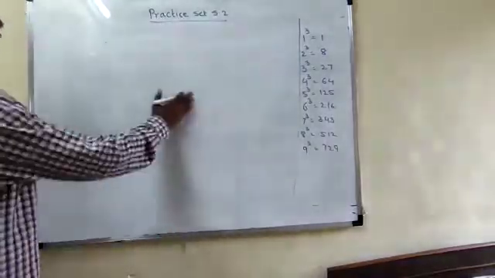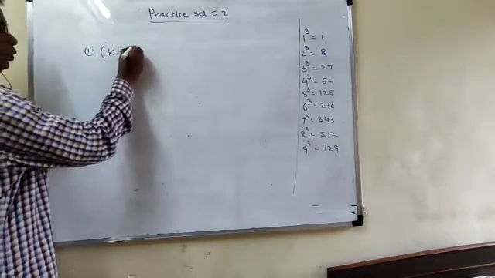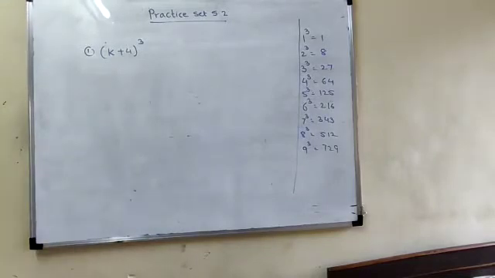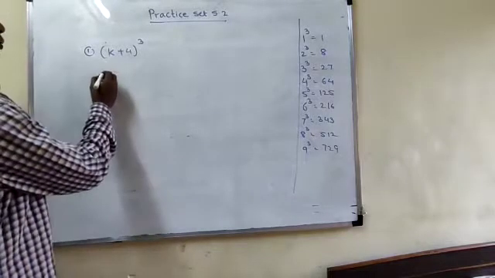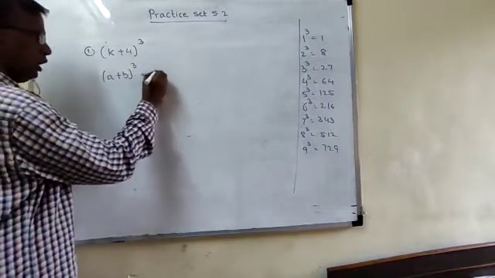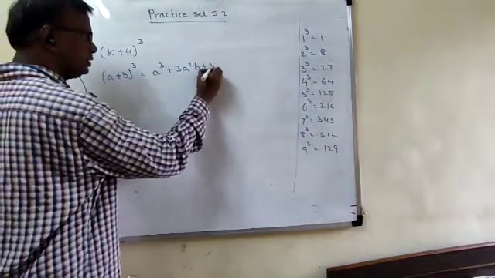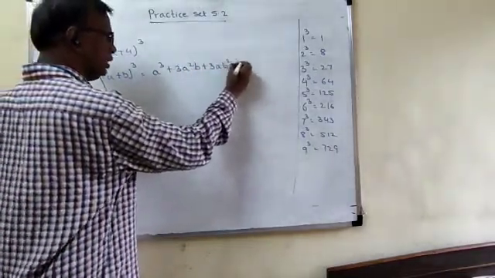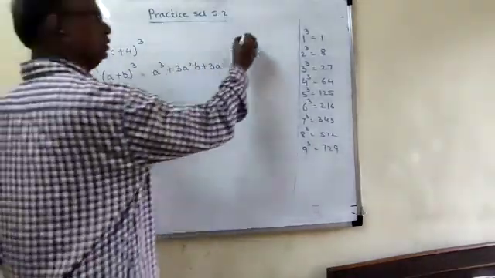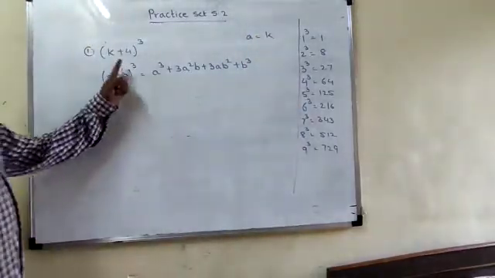Okay, now come to the first question. The question is k plus 4 the whole cube. Now we know the formula: a plus b the whole cube is a cube plus 3a square b plus 3ab square plus b cube. So a should be replaced by k, and b should be replaced by 4.